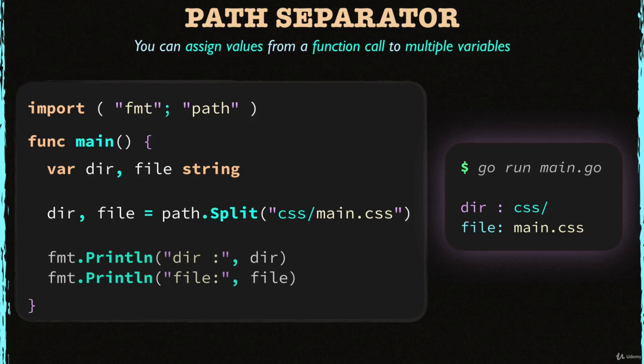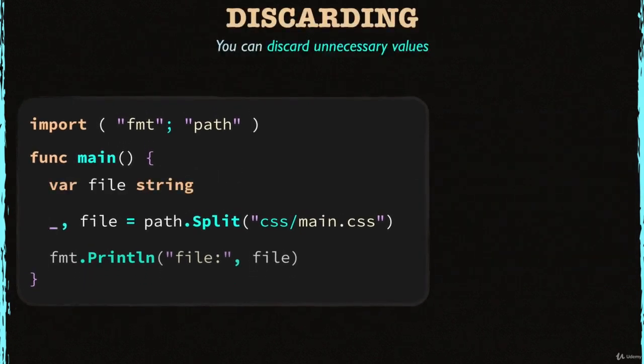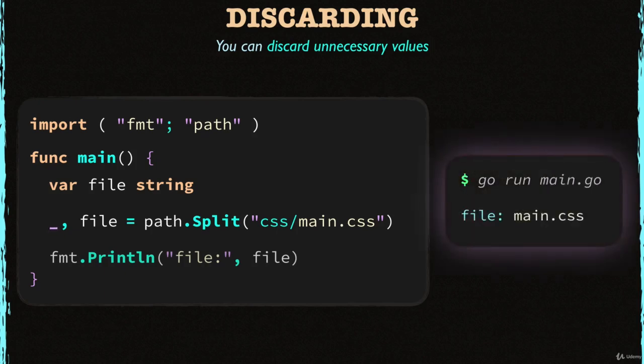By the way, you can also discard some of the values if you don't want to use them, like this. Let's say that you only want to learn about the file name part of this URL path, but you don't care about the directory name. To do that, you can use a blank identifier in place of the directory variable. Now the first returned value from the split function will be discarded by this blank identifier. As you can see, this time it only prints the file name. It's because there is no directory variable anymore. The blank identifier has discarded it.